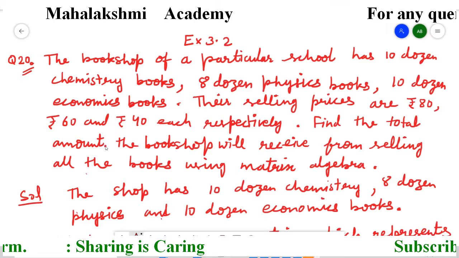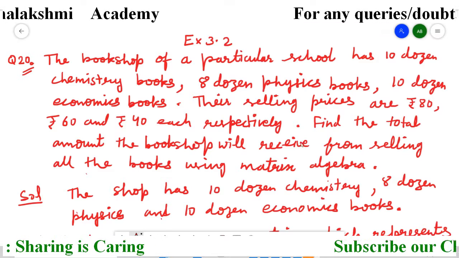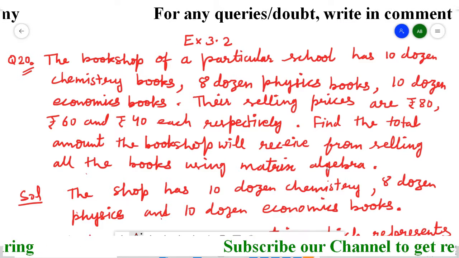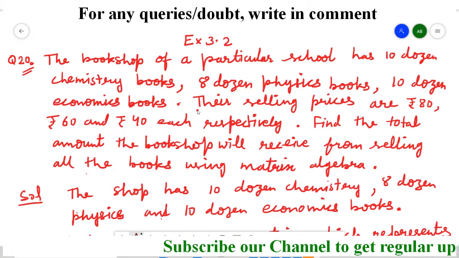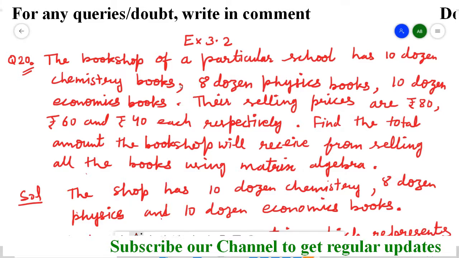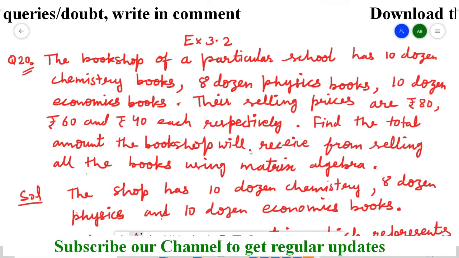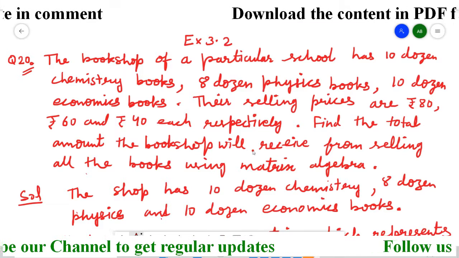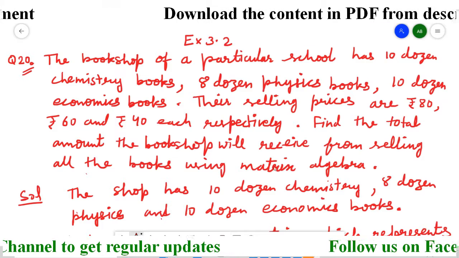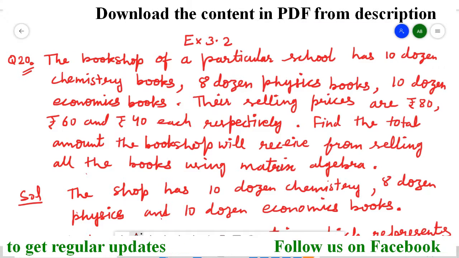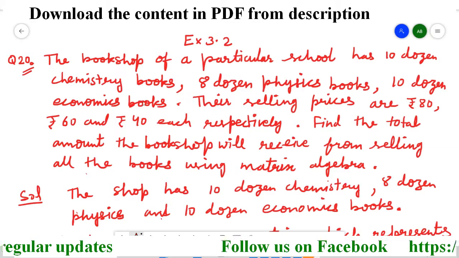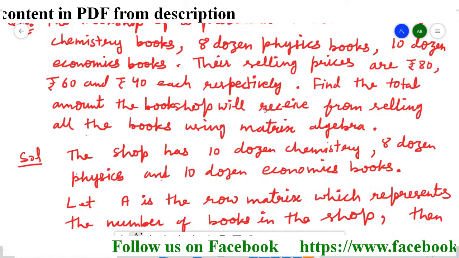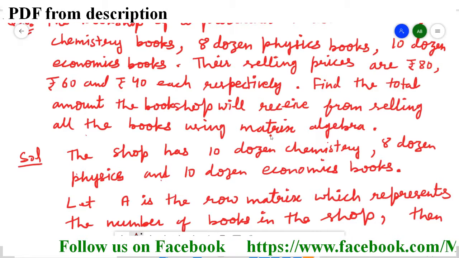Now find the total amount the bookshop will receive from selling all the books using matrix algebra. So we have to find out that after selling all these books, how much total money they will receive, and this we have to solve with the help of multiplication of matrices, or matrix algebra. Of course it is going to be multiplication, because when we multiply the number of books by the rate we will get the total cost. So we have to use matrix multiplication here.